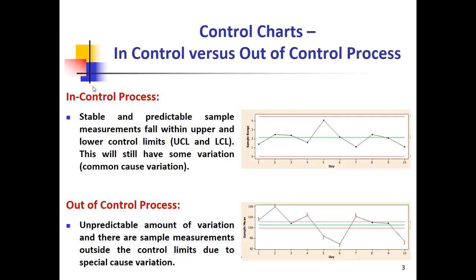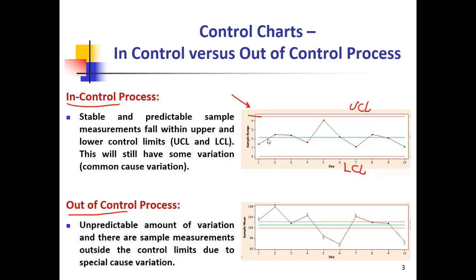Okay, so I talk about in control process and out of control process, and we also talk about the control chart and how to see from the control chart that a process is in control or out of control. So this is my UCL, upper control limit, and this is my LCL, lower control limit.